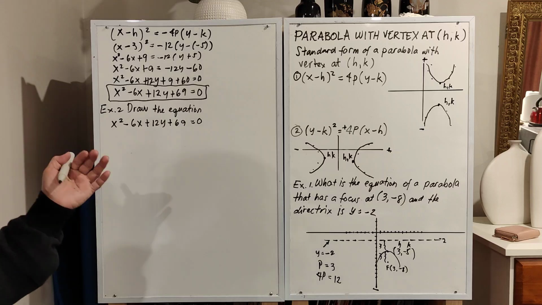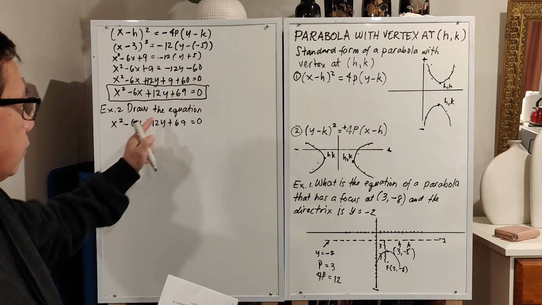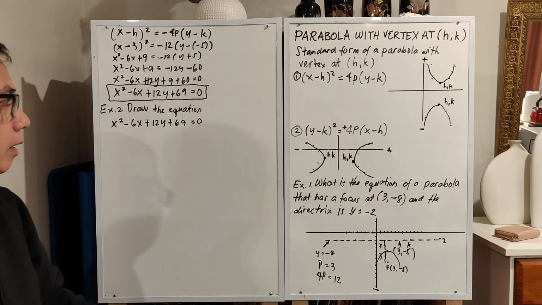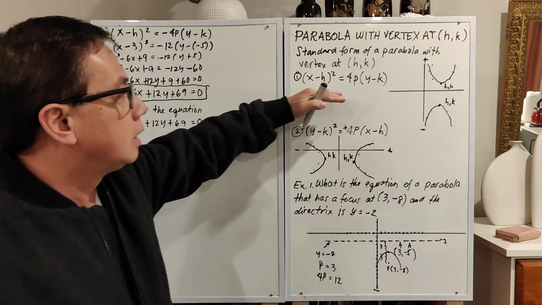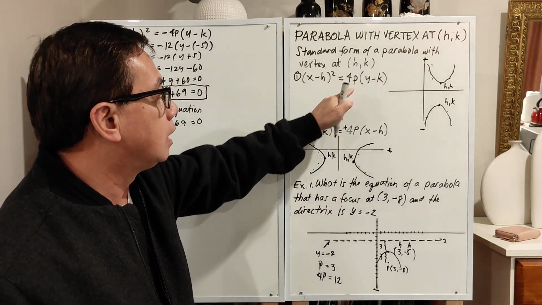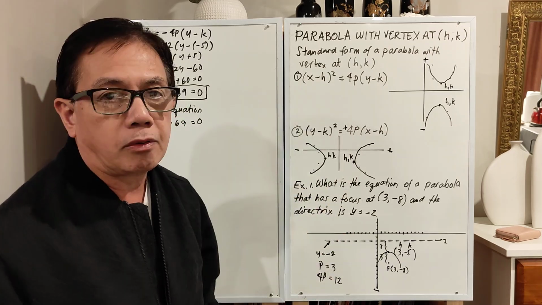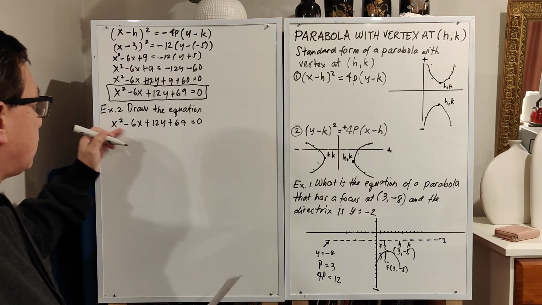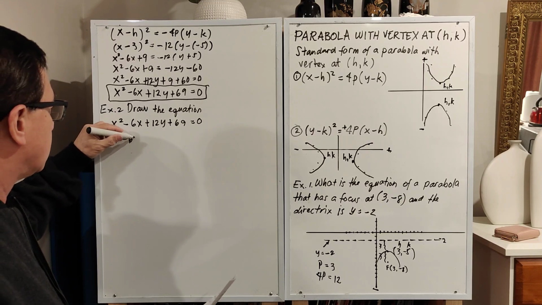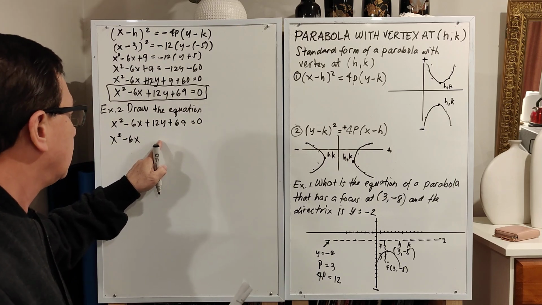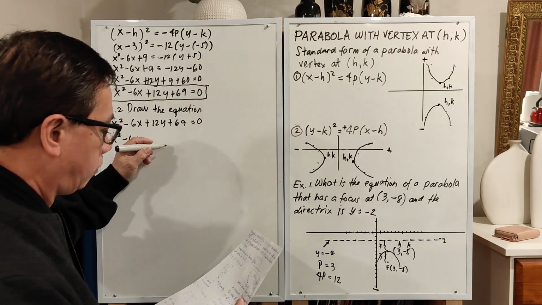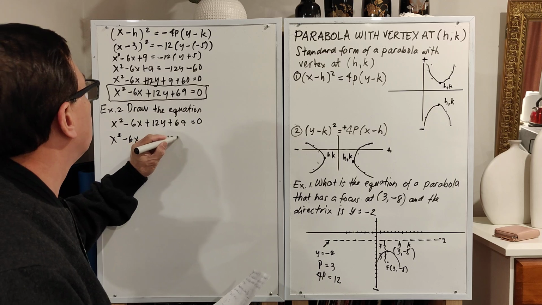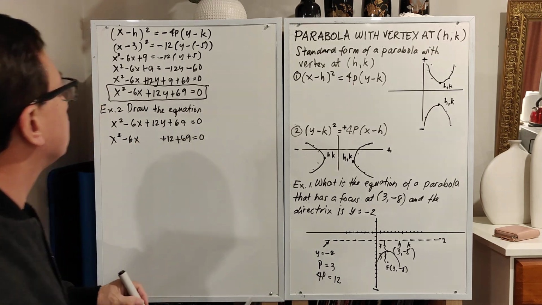Now let's reverse the question. Given the equation x squared minus 6x plus 12y plus 69 is equal to 0, we want this to become in this format so we can find hk and we can find 4p. So let's rewrite these first two terms, x squared minus 6x, and then we put a blank, plus 12y plus 69 is equal to 0.